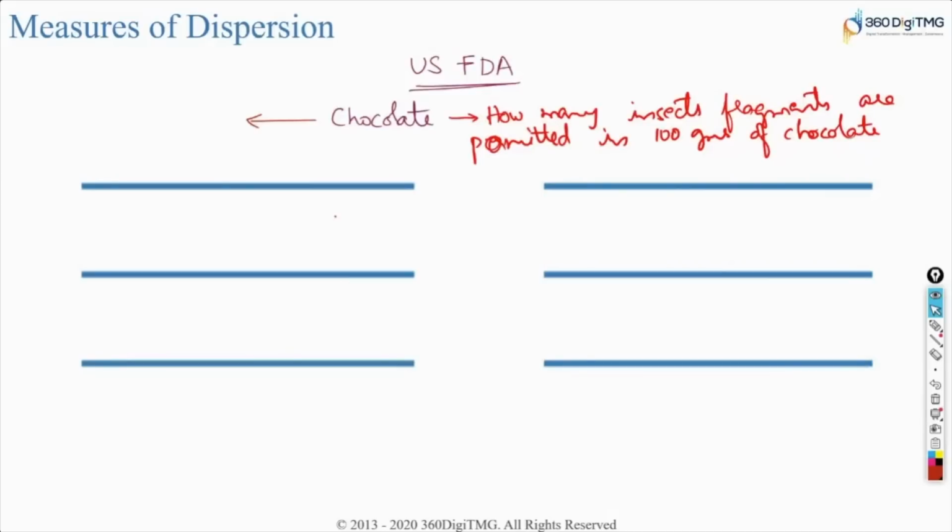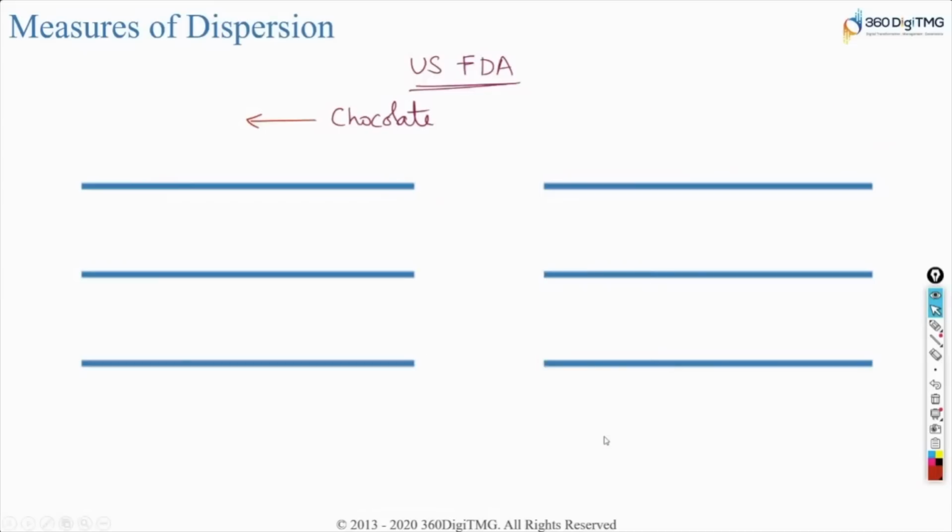So this concept gets applied there, wherein you have 60 here, you have 0. If any chocolate sample has more than 60, then it is rejected. It should not be released in the market. If you have under 60 insect fragments, safely consume.